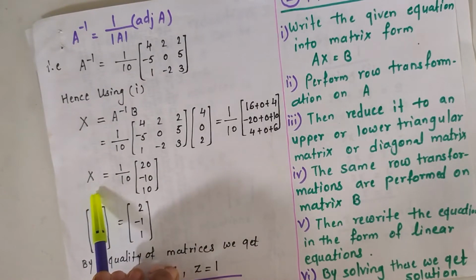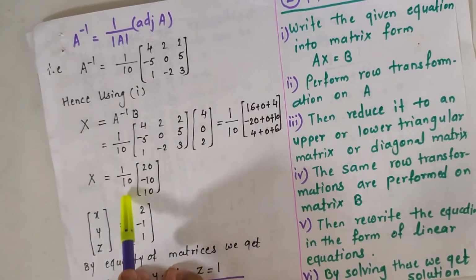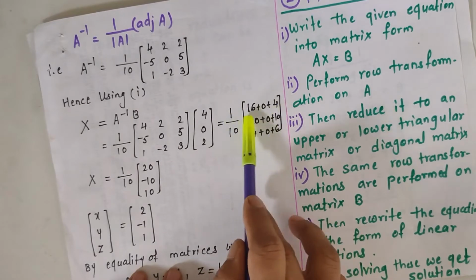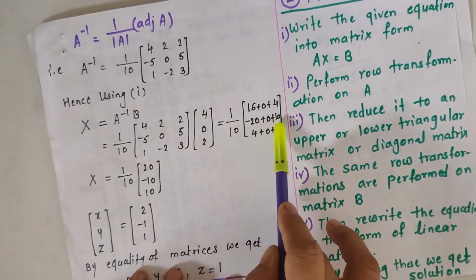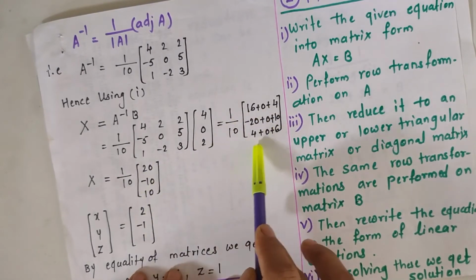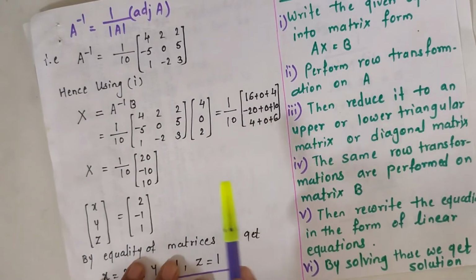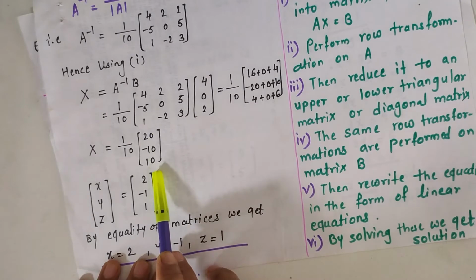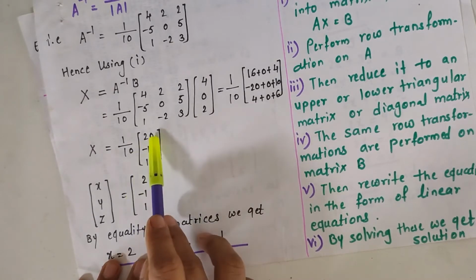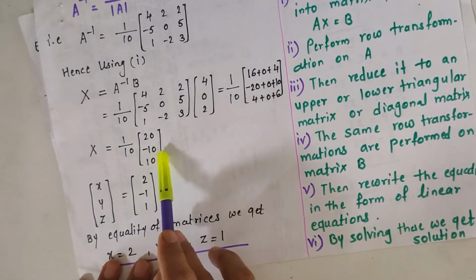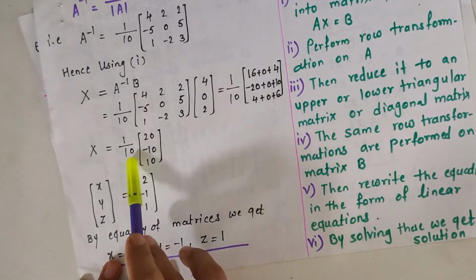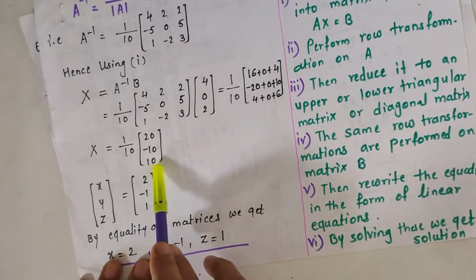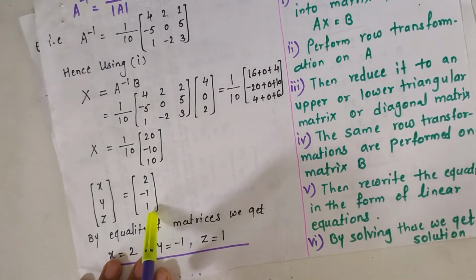Now the value of X is equal to 1 upon 10, and calculating this value: 16 plus 4 is 20, minus 20 plus 10 minus 10 plus 4 plus 6 is 10. Now dividing each element of this matrix by 10, we get 20 by 10 is 2, minus 10 by 10 is minus 1, and this 10 by 10 is equal to 1.